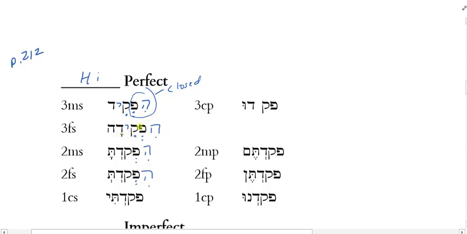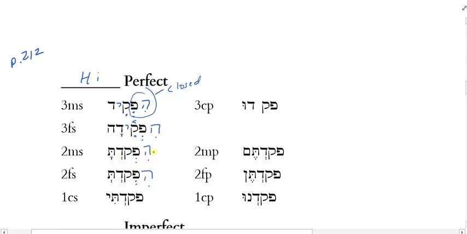Hif keeda, where's my accent? It's on the kyrick yod, so hif keeda. So I need an accent mark there because it's not the final syllable, which is where I normally stress unless I have an accent mark. Hif keeda, she caused someone to visit.